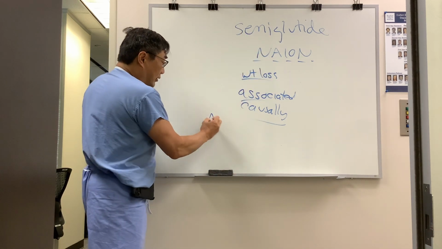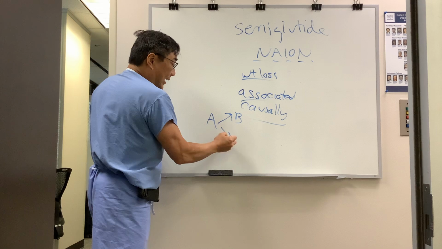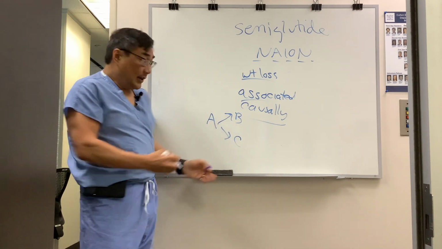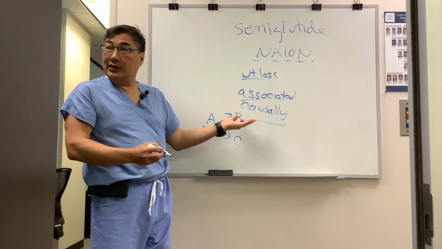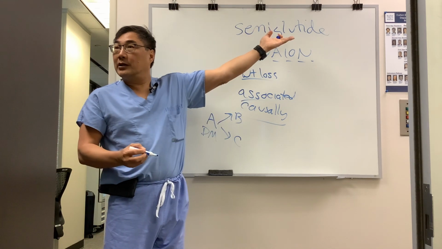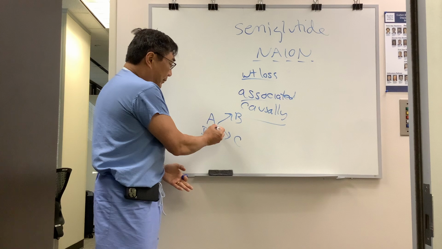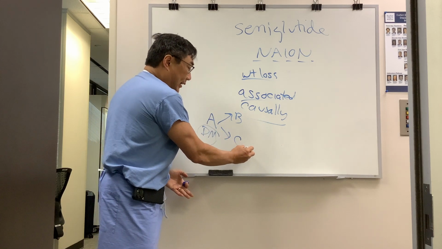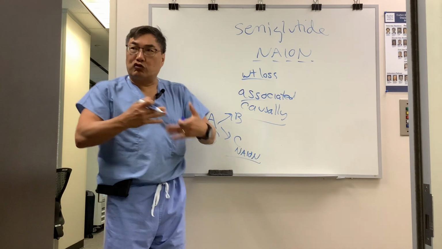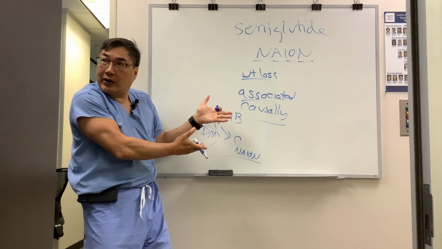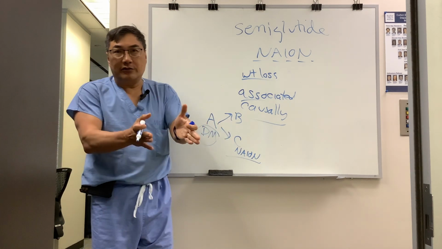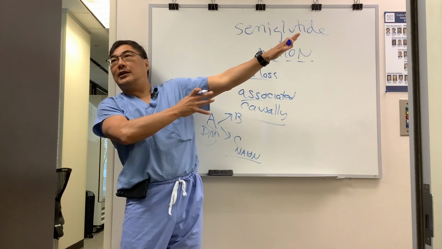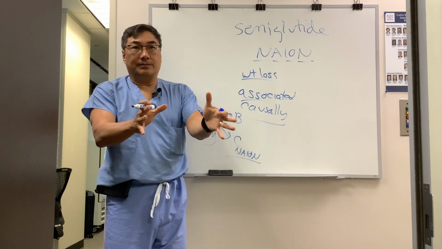However, it could be A causes B and A causes C. And so A might be diabetes. Diabetes causes you to be obese. Obesity causes you to need the semaglutide weight loss agent. But diabetes also causes NAION. So controlling for that confounding variable, that there might be a unifying mechanism, is a difficult thing to do in retrospective studies, which is all that's been done to date.